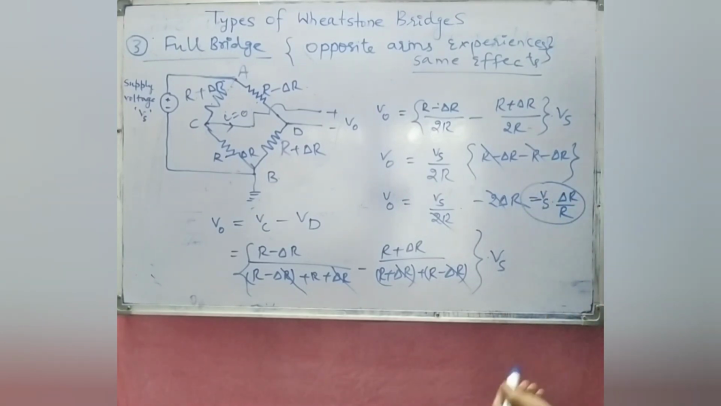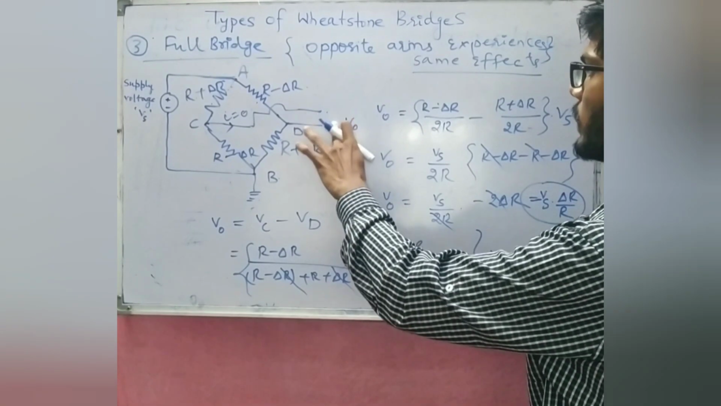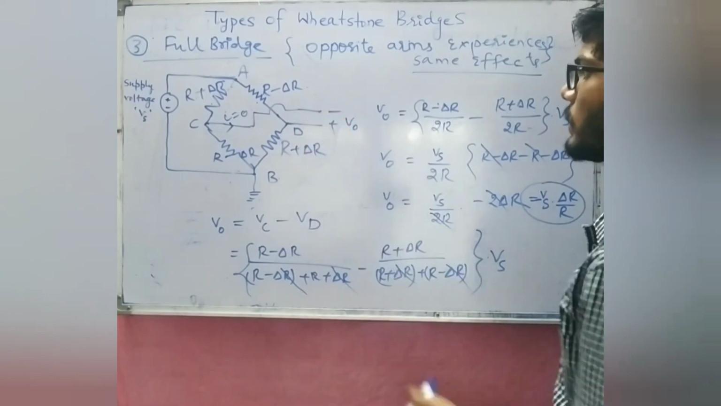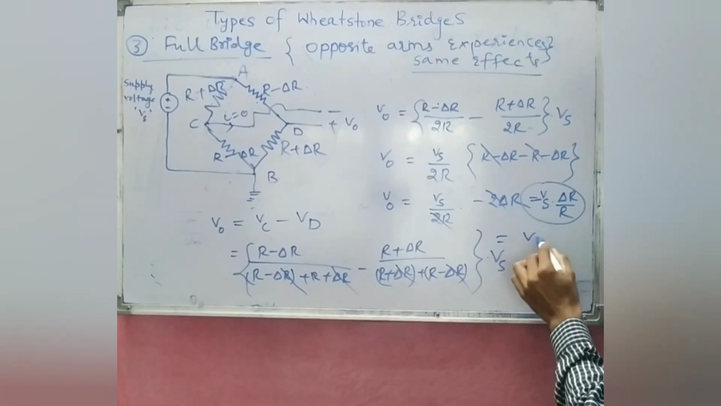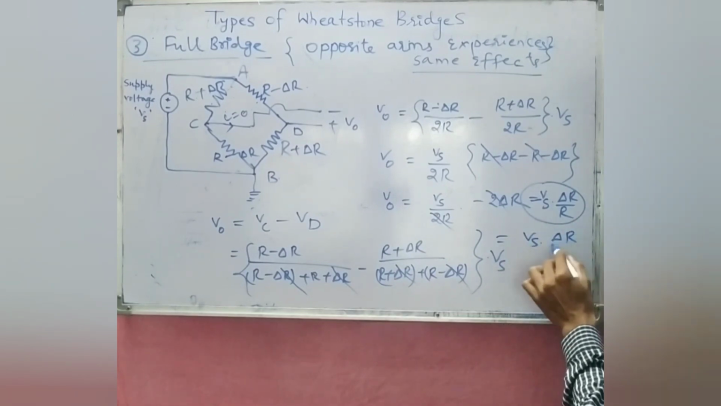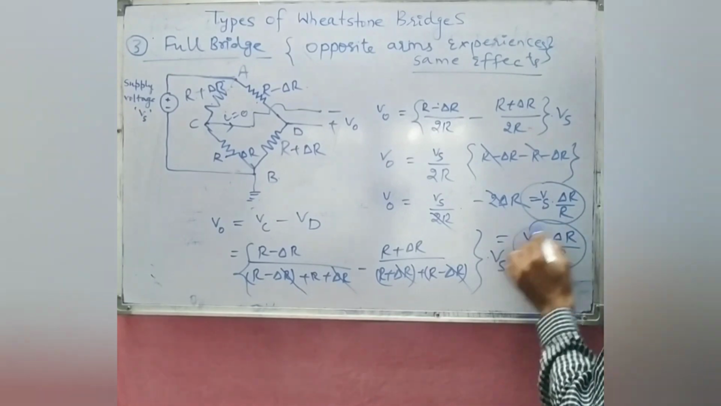As I already mentioned, the polarity is going to change according to the signs provided in the question itself. So if the polarities are reversed, this is going to give Vs into delta R by R.